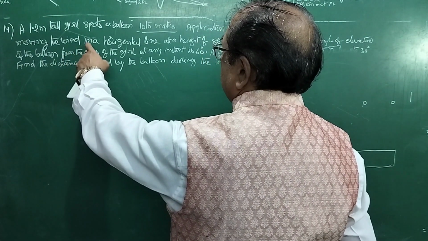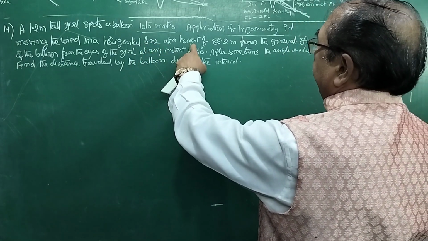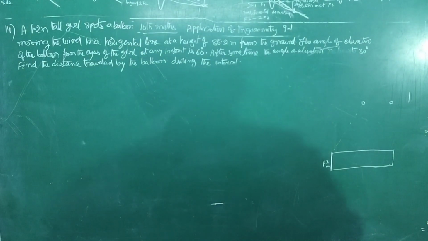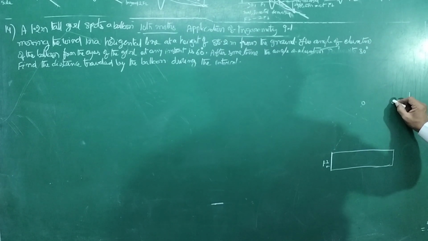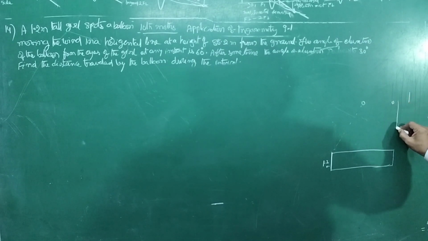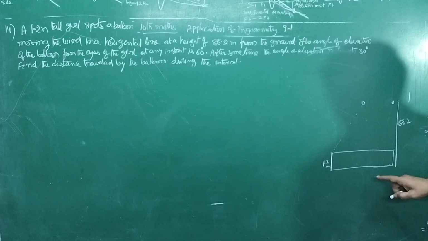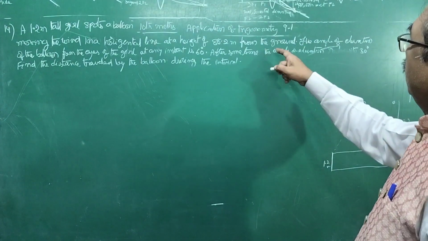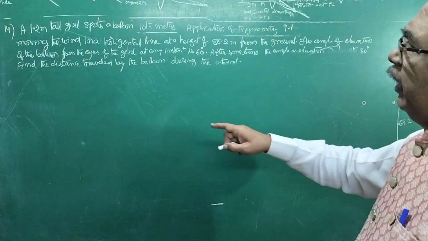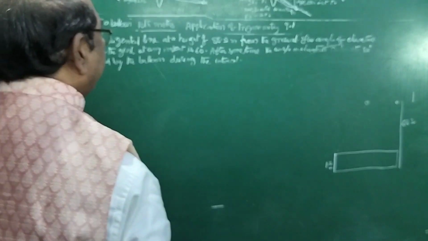Moving with the wind, the balloon moved in a horizontal line at a height of 88.2 meters. That means this height includes the girl's height also.